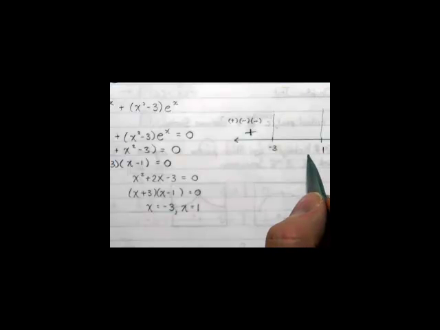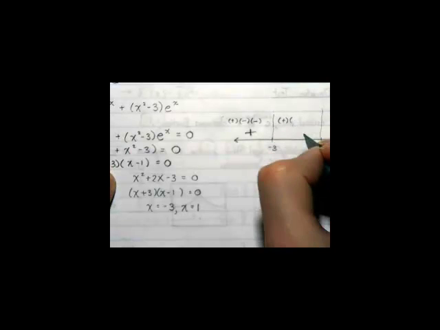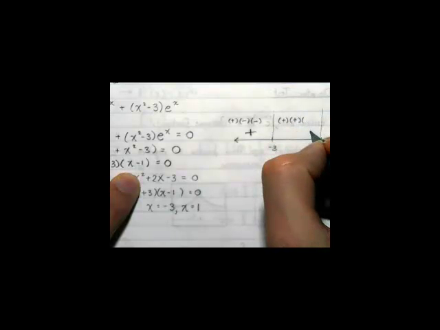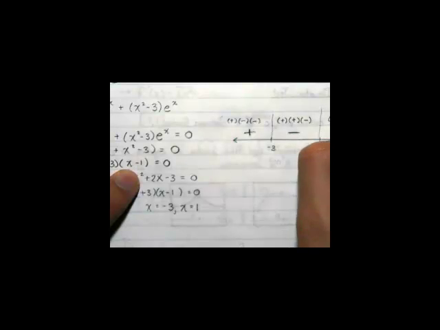Let's pick something between -3 and 1. What might make a good choice? 0, thank you. Okay. So, positive for e to the x. What about x plus 3? Yeah. Positive. And x minus 1? Negative. So what's this one? Negative. And then if I plug in something bigger than 1, I've got positive, positive, and positive. So that interval over there is going to be positive.